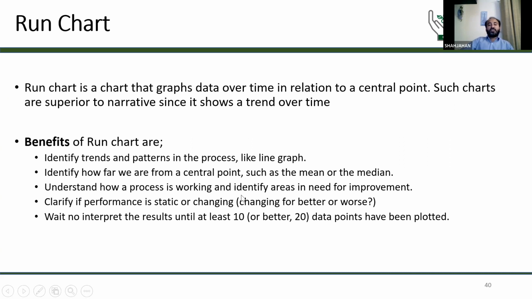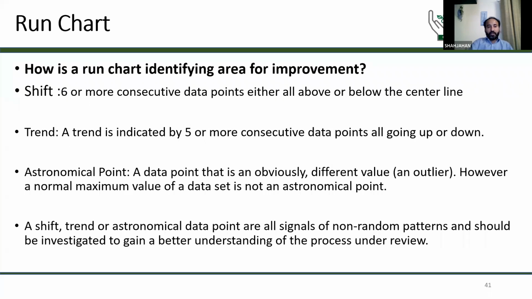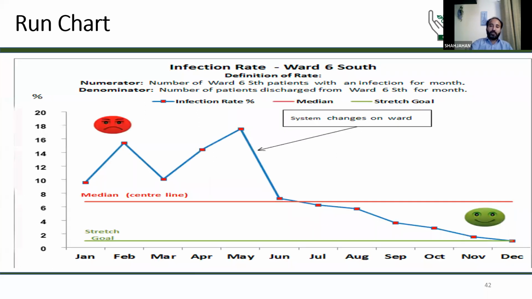Understand how a process is working and identify areas in need of improvement. Clarify if performance is static or changing, meaning changing for the better or going to worse. Do not interpret the result until at least 10 or better 20 data points have been plotted. This means you make this chart when you have at least more than 10 points. So we will use the run chart. How does the run chart identify areas for improvement? Now this is just some definition, then I will show you an example of the run chart.